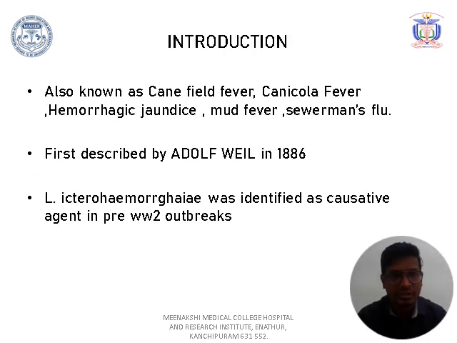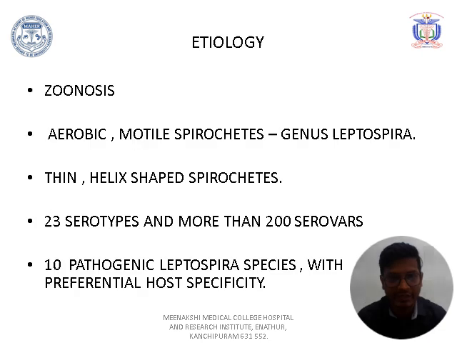First, the introduction. This fever is also known as Canfield fever, canicola fever, hemorrhagic jaundice, mud fever, and severe man's flu. It was first described by Adolf Weil in 1886. Leptospira icterohemorrhagiae was identified as a causative agent in pre-World War II outbreaks.